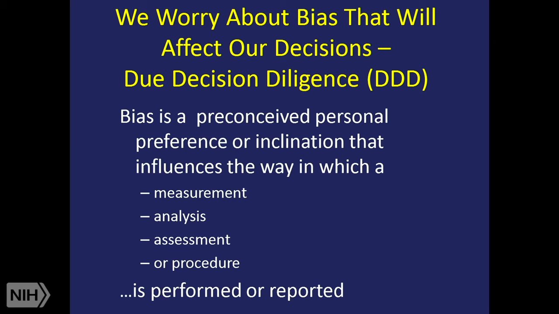As we would all expect, within this kind of environment, even within an academic environment, we do worry about bias. We see this all the time within publications and the issues associated with getting your publication produced. And bias is a preconceived personal preference or inclination that influences the way something is measured, analyzed, assessed, or a procedure is performed or reported. So all of these things can affect what we see and what we call evidence.